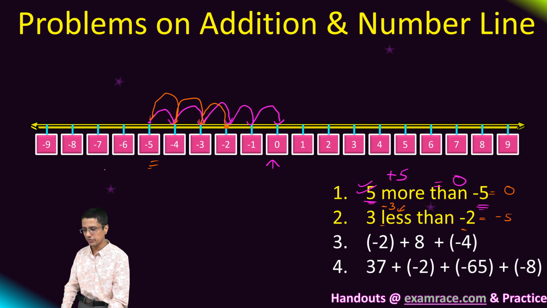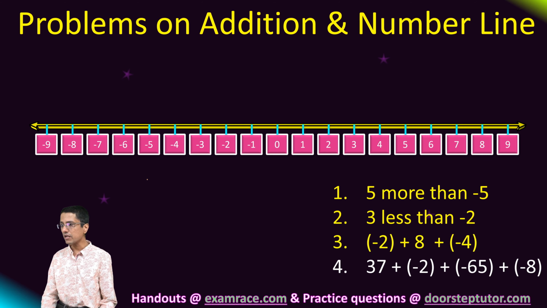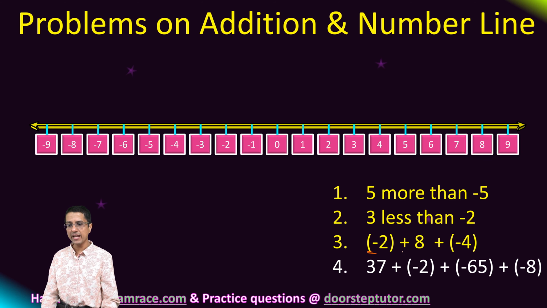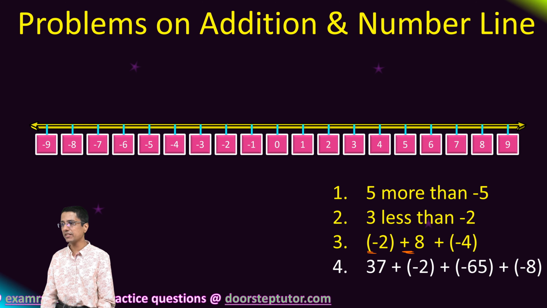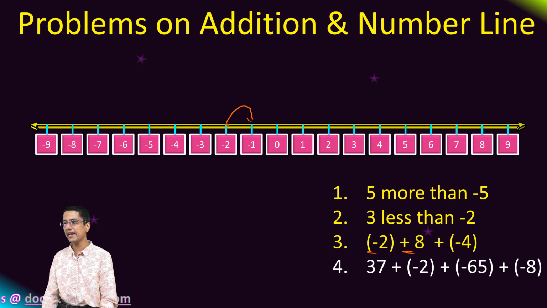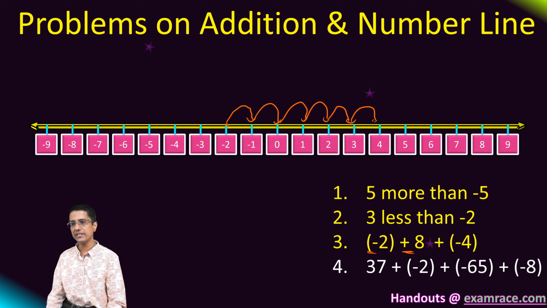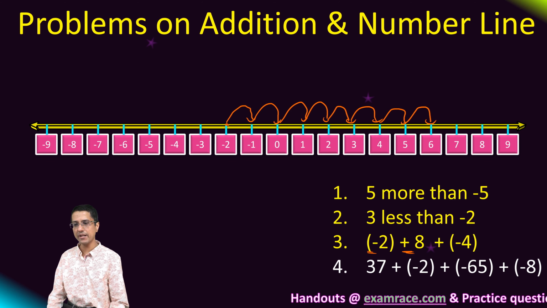Okay, so the next problem we are solving using the number line. So let's clear that up. So we start with -2 and we do a jump of 8, in which direction? Because 8 is positive, we'll go towards the right and take 8 jumps: 3, 4, 5, 6, 7 and 8. So we end up at 6.